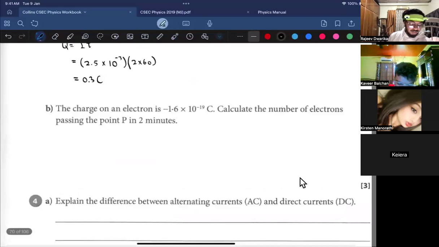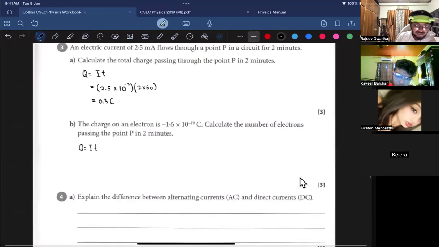Part B: the charge on an electron is negative 1.6 by 10 to the power minus 19. Calculate the number of electrons passing through the point in 2 minutes. Okay, again, what formula are we going to use? Q equals IT. Remember, current is the amount of electrons flowing in a circuit. What are we trying to find?